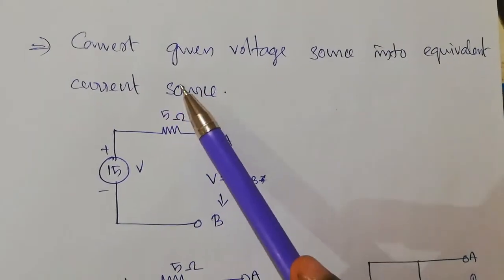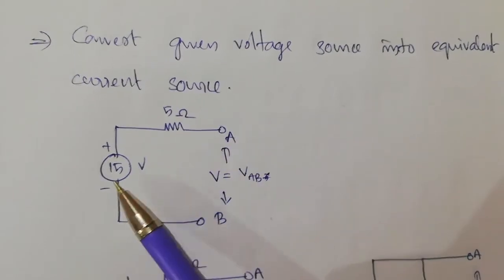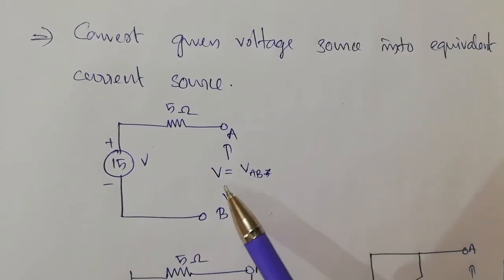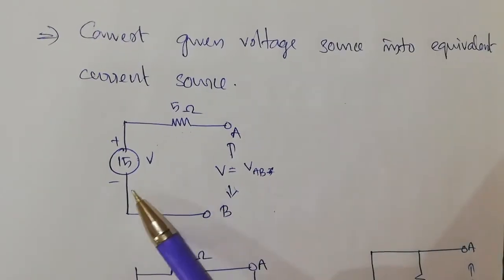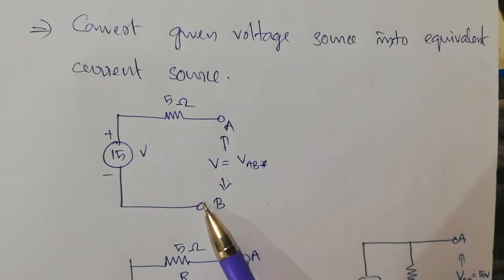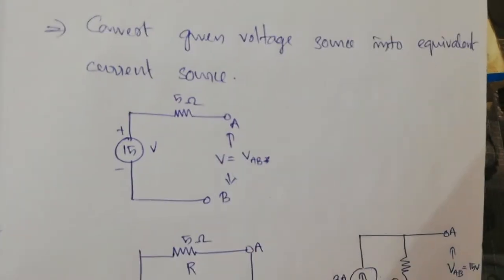A simple example: convert the given voltage source into an equivalent current source. We are given a voltage source with a series resistance. We know the potential will be the same as this, and there will be no current passing through this. To let the current pass through this, we have to close terminals A and B.